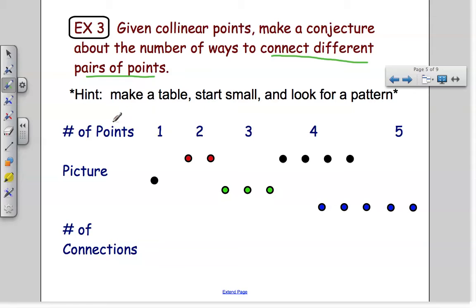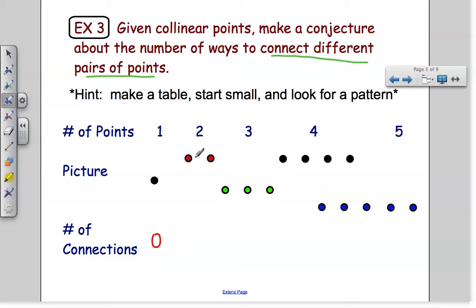I continue. So I started out, and since we're talking about collinear points and how to connect them, I started with just 1 point, 2 points, 3 points, 4 points, 5 points, and hopefully after this I'll have an idea and be able to make that conjecture. So the number of points, a picture of those points, and now I have to figure out the number of connections that I can form. Starting out here, I can't make any connections between pairs of points if there's only one. So the number of connections with 1 point would be 0. There's no pairs I can connect.